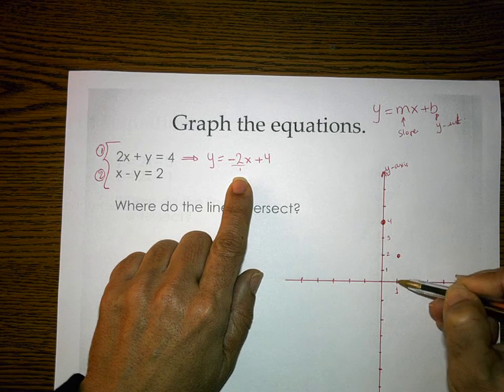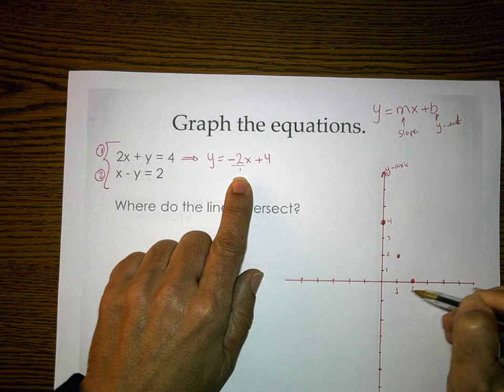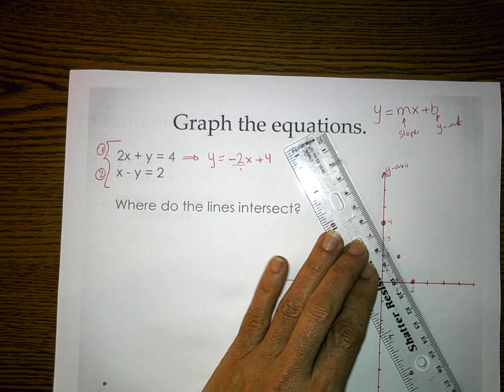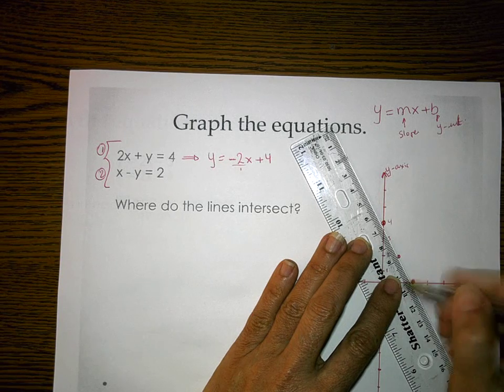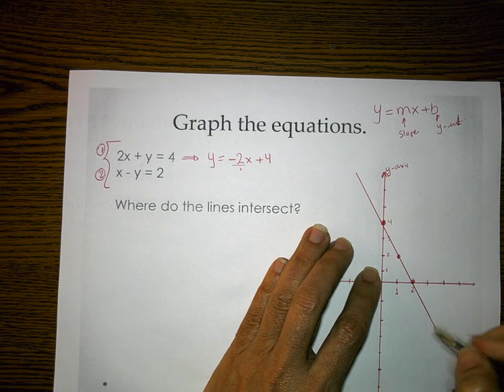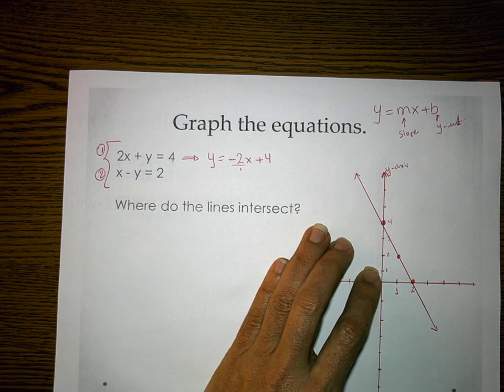Drop 2 and run 1. There we go. So I have these nice 3 dots here. I can connect them. So let me connect them right here. And there is my line number 1. Okay? You can use any approach you want.